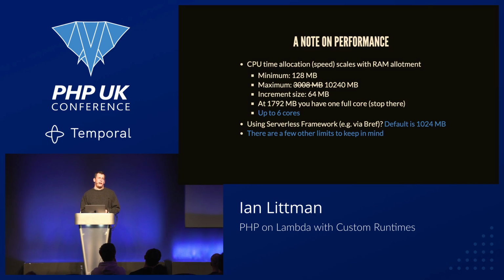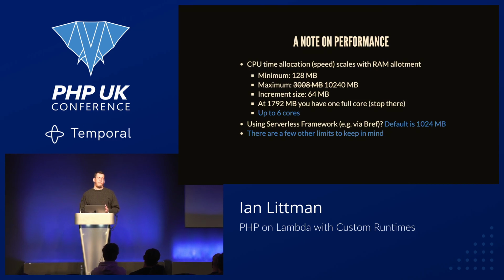As you scale up RAM, they give you a proportional-ish amount of CPU. 128 meg does not give you much CPU, and it actually throttles your CPU time down, so functions will run more slowly at 128 meg than at 512, a gig, or roughly 1.8 gig, which is where you get a full core of CPU time all to yourself.